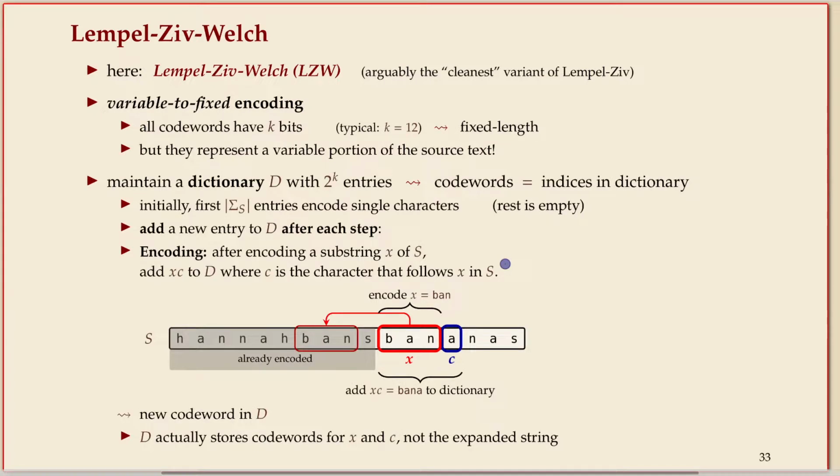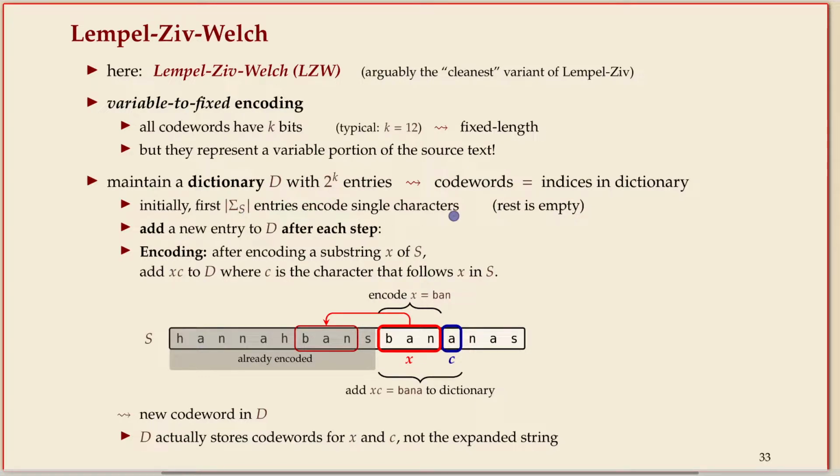What these methods do is they maintain a dictionary of strings or phrases that you can use in encoding the next portion of the text. That's why they are also sometimes called dictionary encoding. I'll denote this by D. Because the code words have k bits, you have 2 to the k entries in this dictionary. And each entry in the dictionary is just numbered, and that's the code word. Okay? So it's the indices in that dictionary.